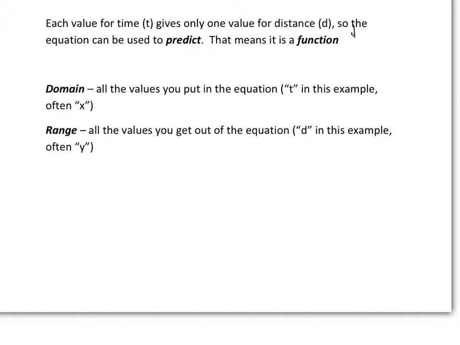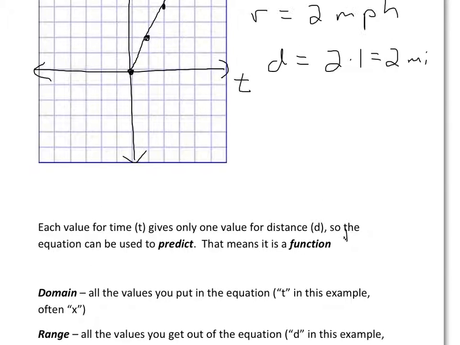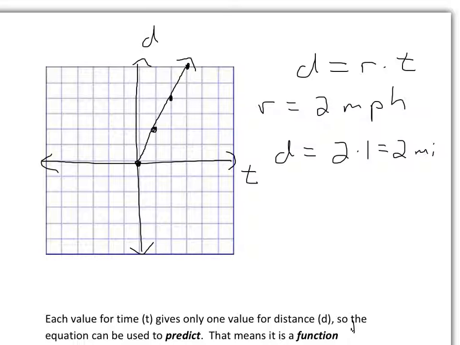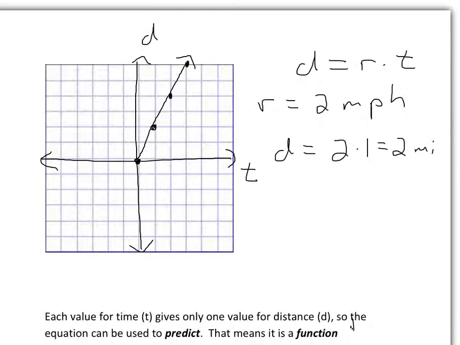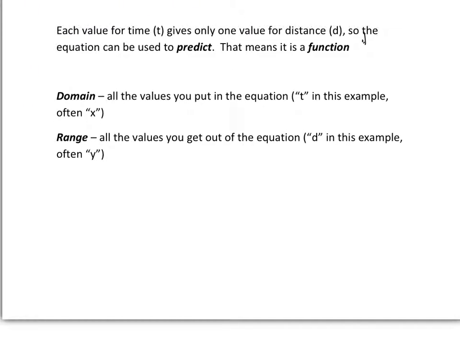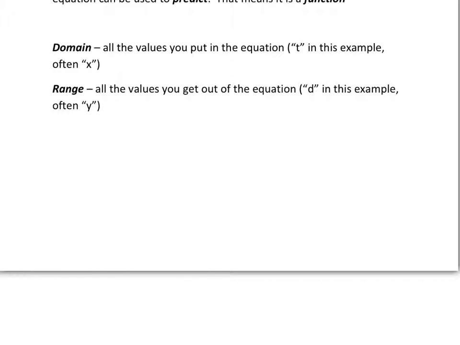So what were the domain? All of the values I put into this equation. It started at 0, because that's when the time started, and it kept going higher and higher. Negative time doesn't usually make a lot of sense, so all of the numbers I'm going to put into this equation would be positive. So for this example, the domain is all positive numbers.